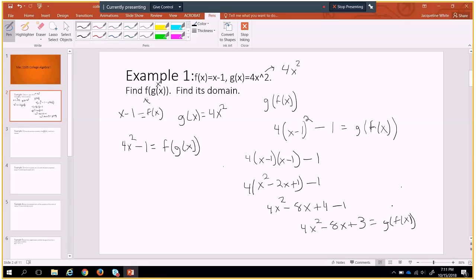I know sometimes it seems daunting when it asks you to figure out composite functions, but just think of it the way I told you. Just substitute the inside function for every single x in the outside function, right?